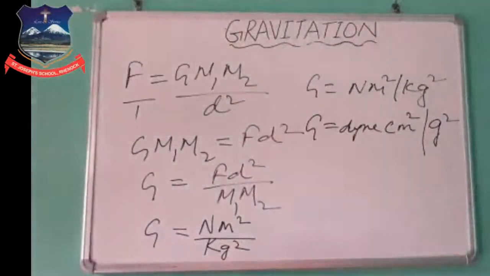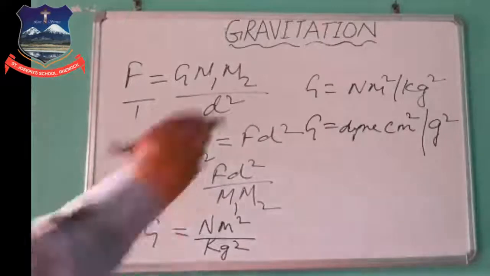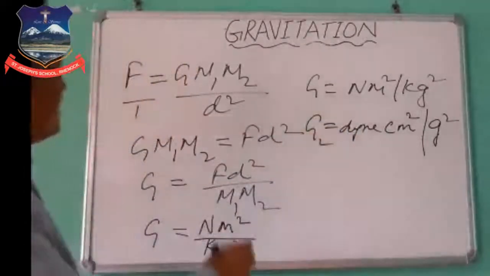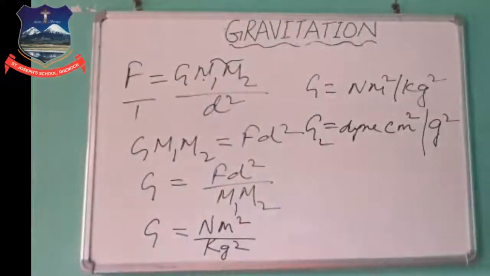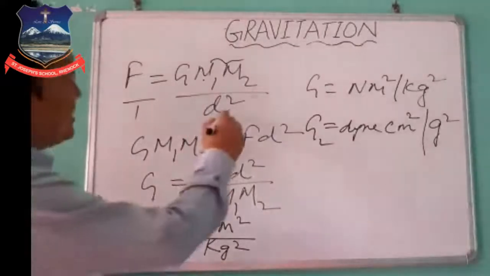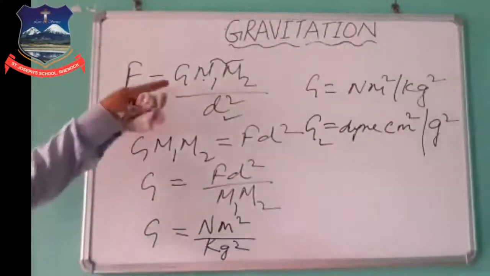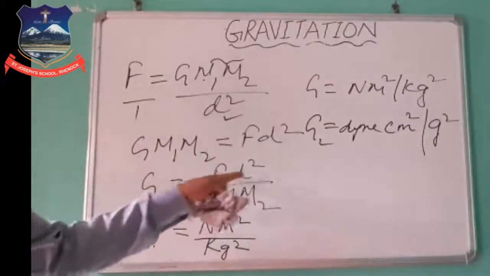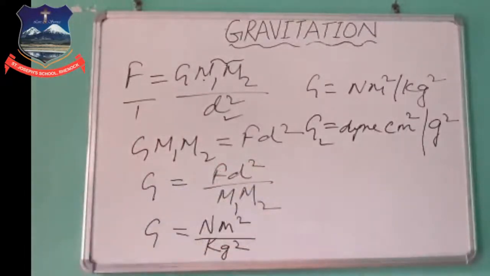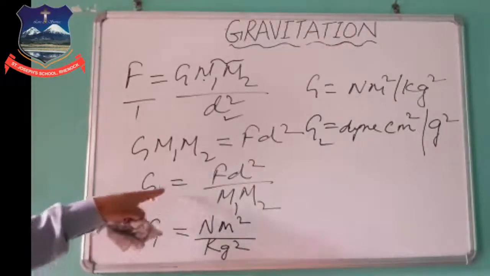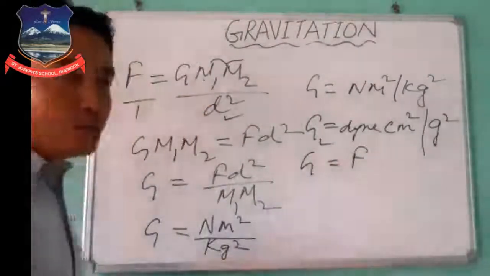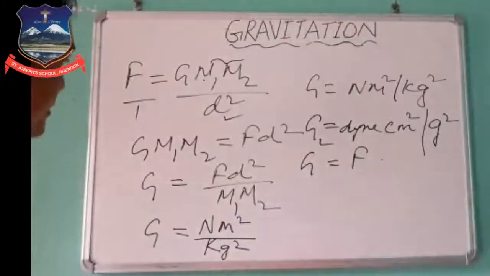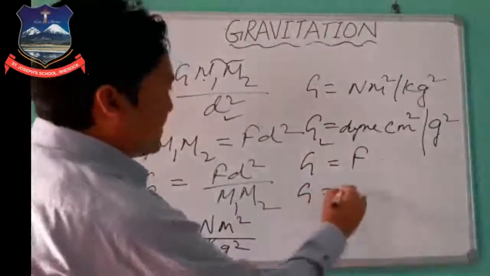Is it clear? Now the value of G remains constant. The gravitational constant does not depend upon the masses, and it does not depend upon the distance. Neither the distance nor the mass matters. So how does it come that G equals F? I'll write it here.